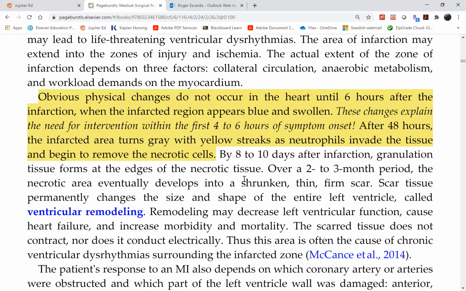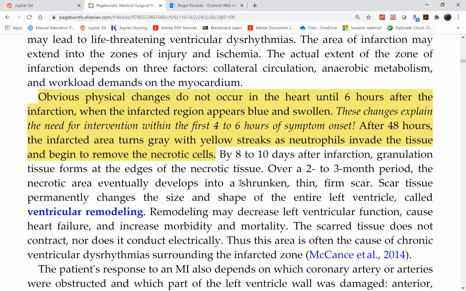Yes, Professor. Obvious physical changes do not occur in the heart until 6 hours after the infarction, when the infarcted region appears blue and swollen. These changes explain the need for intervention within the first 4 to 6 hours of symptom onset. After 48 hours, the infarcted area turns gray with yellow streaks as neutrophils invade the tissue and begin to remove the necrotic cells.